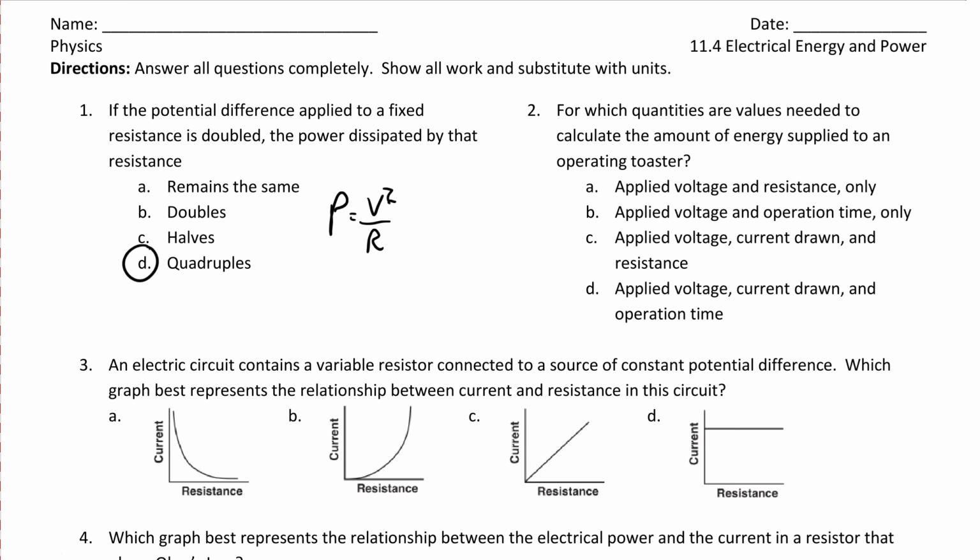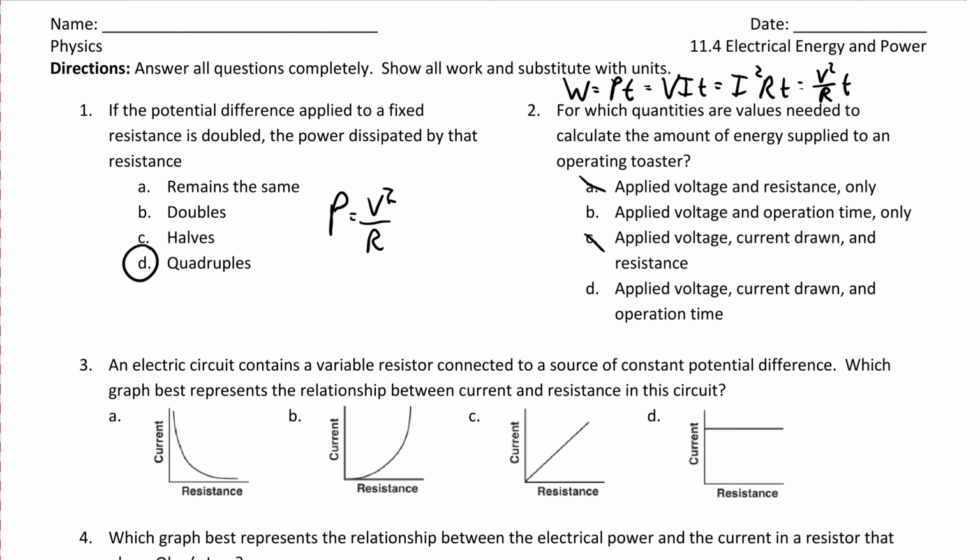2, for which quantities are values needed to calculate the amount of energy? Energy is going to be like W, the electrical energy, supplied to an operating toaster. So they're saying it's an electrical toaster, it's electrical energy. Which quantities are needed to calculate that energy? Okay, so as you can see from all of the equations, they all have time. You need to know what the time is to calculate the energy. So any of these options that don't have time, that's no good. C is no good. But B and D both have time.